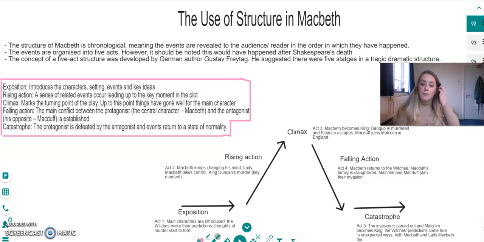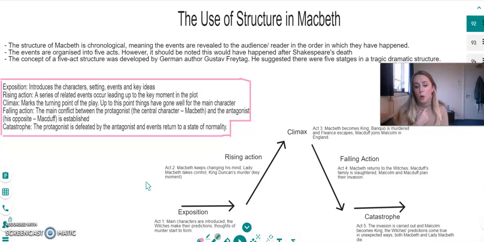So, I have developed a little diagram here at the bottom, which you should be able to see. This should give a visual aid of the structure and each segment and where it falls in. And we're going to talk about the specifics of Macbeth and how they fit into this structure.